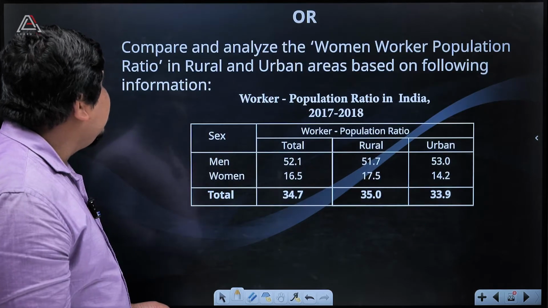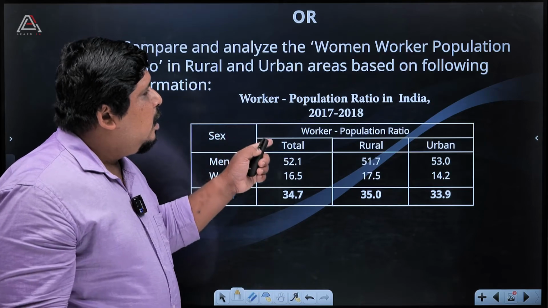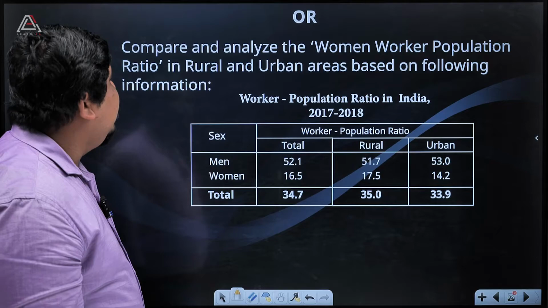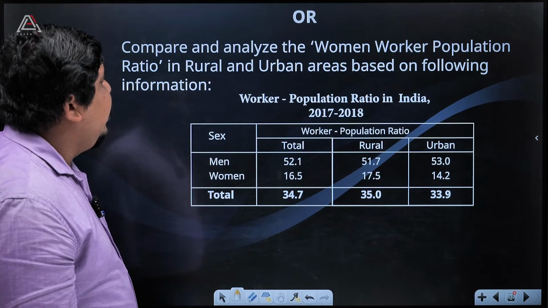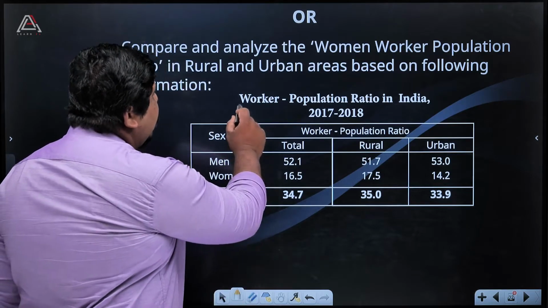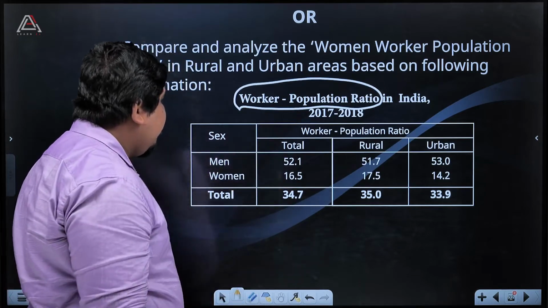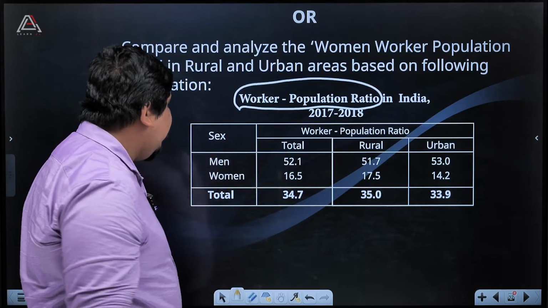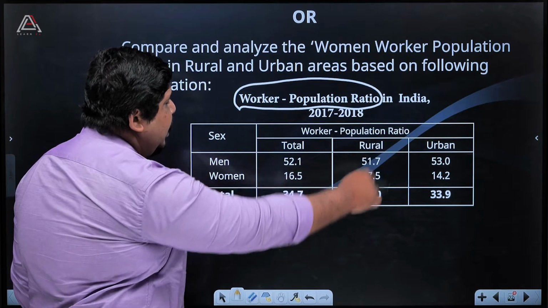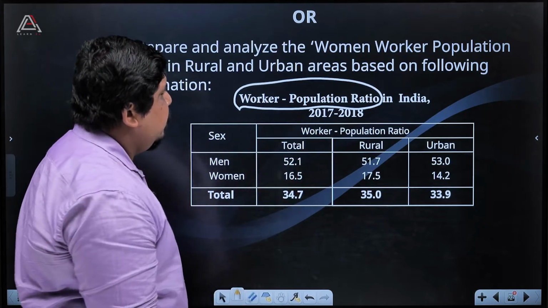Then we are moving to the next one. Either that question or this one. Compare and analyze women worker population ratio in rural and urban areas based on the following information. The worker population ratio is given there: sex, men and women, then the rural ratio and the urban ratio.